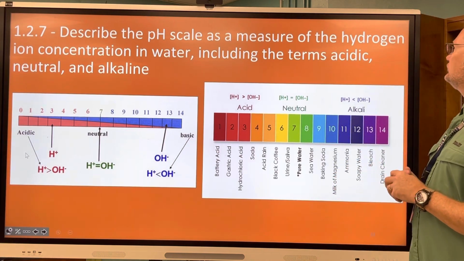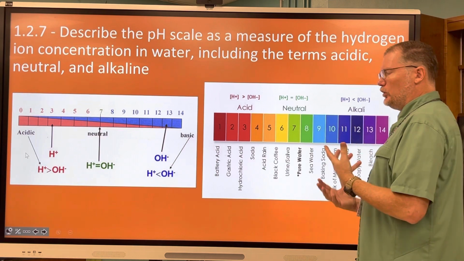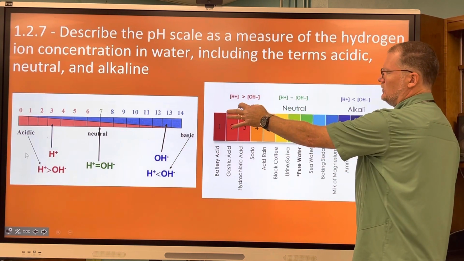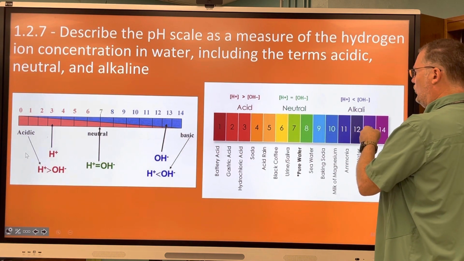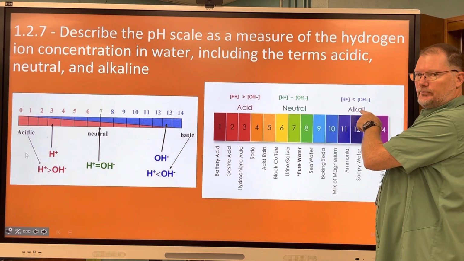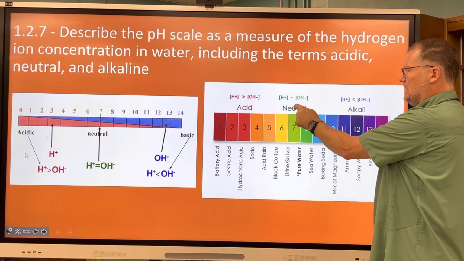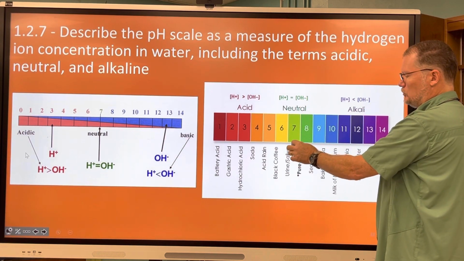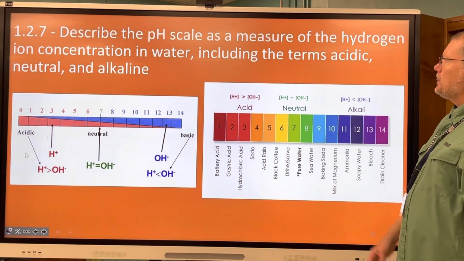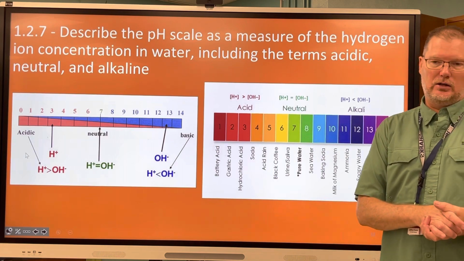So right now, all you have to know is 1 through 6.9 is acid, 7.1 to 14 is a base or an alkaline, and then 7 is neutral, and that would be pretty much pure water. Pure water is neutral, all right? But we're going to be doing an activity on this soon.